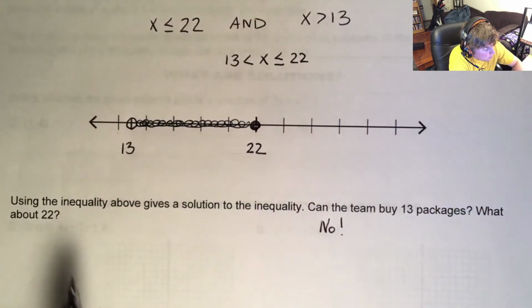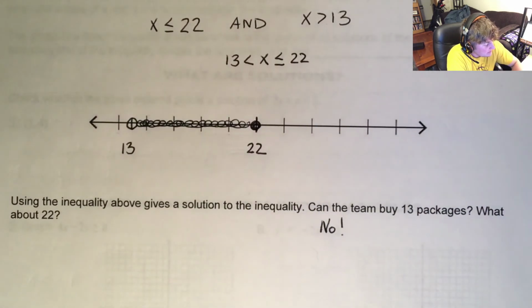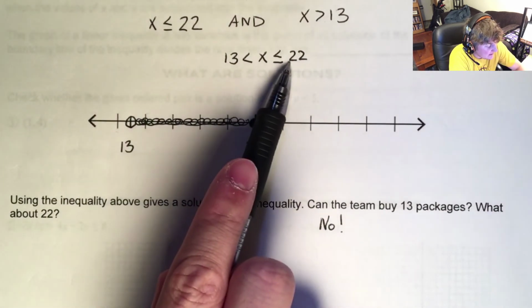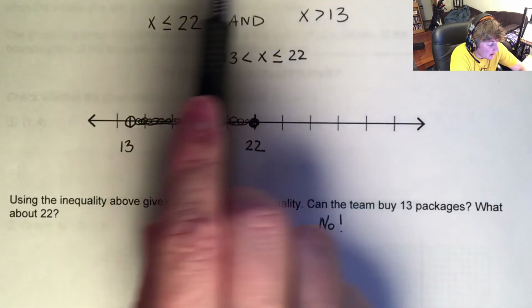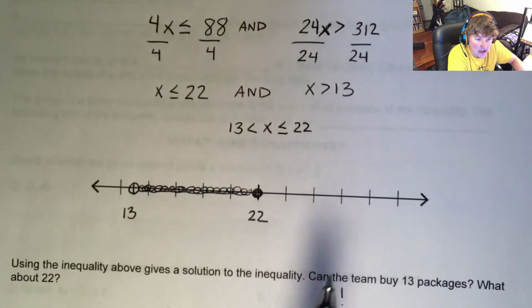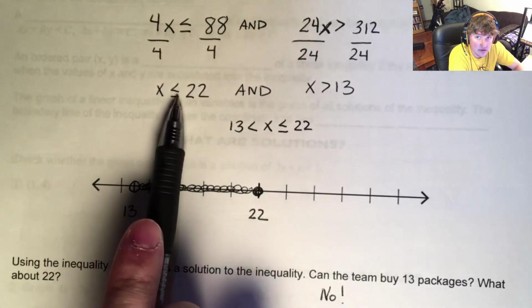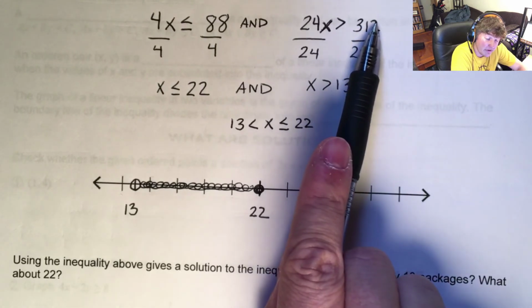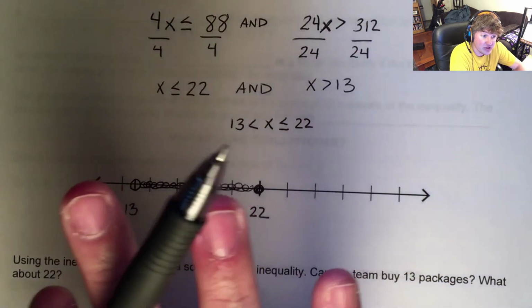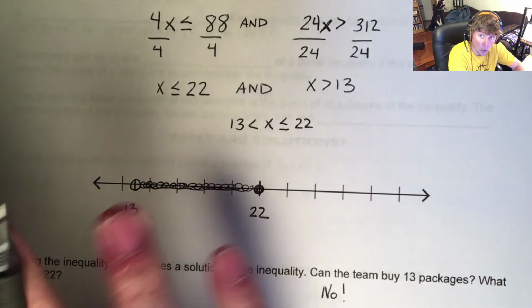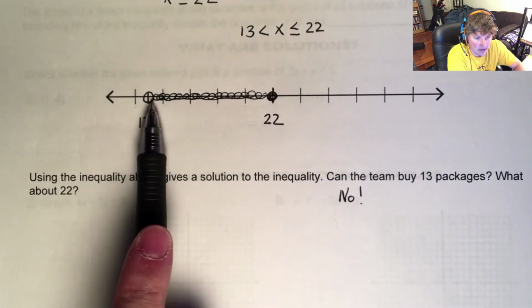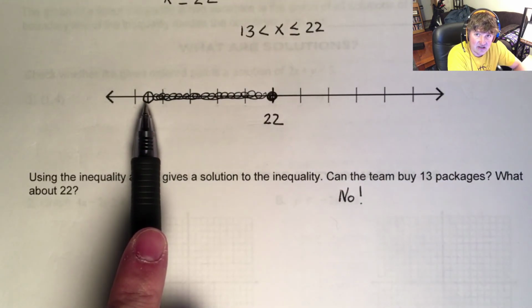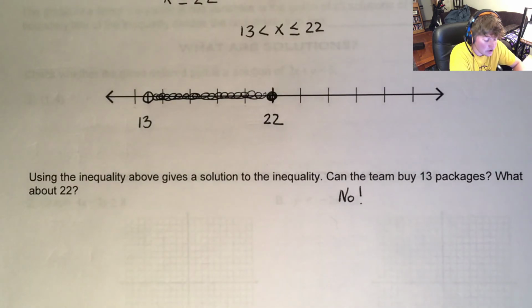How come? Well, I cannot buy 13 packages because although it would satisfy costing less than $88, it would not satisfy having more than 312 hot dogs. In fact, it would give us 312 hot dogs on the dot. And whoever's in charge of this does not want 312. They want more than 312. So the answer to that is no. Essentially, it's not part of the solution set, right? It's on the open circle, which is exclusive, and this boundary is telling me that 13 is not part of the solution set.